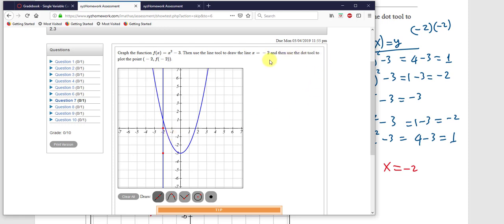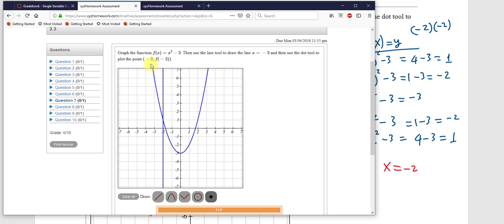And now the last one is when they ask you to use the dot tool. The dot tool, I believe this should be the dot tool, right? This is the line, this is the parabola, this is the absolute value function, this is the circle, and this should be the dot tool. So now we are asked to use the dot tool to plot the point minus 2 and f of minus 2.